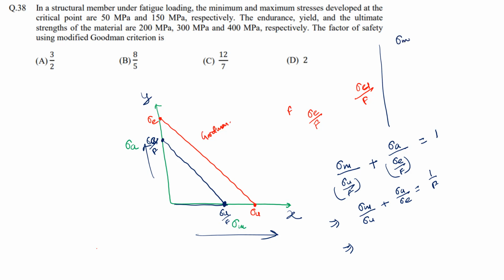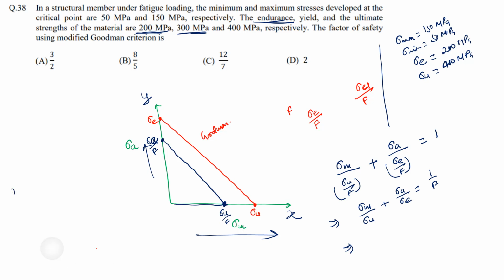Here it is given sigma max equal to 150 MPa, right? Sigma min is equal to 50 MPa, right? Sigma endurance, it is given as 200 MPa, you can see. Then sigma u is also given, 400 MPa, and the yield strength is also given, but this value is of no use for this purpose right now.